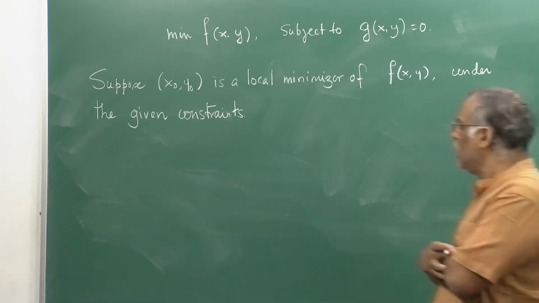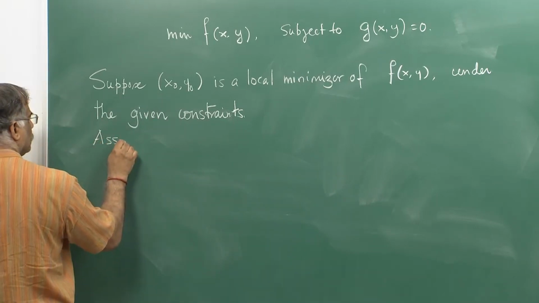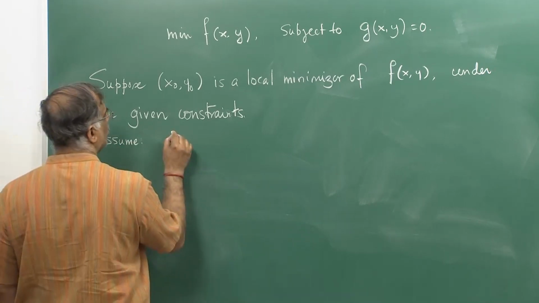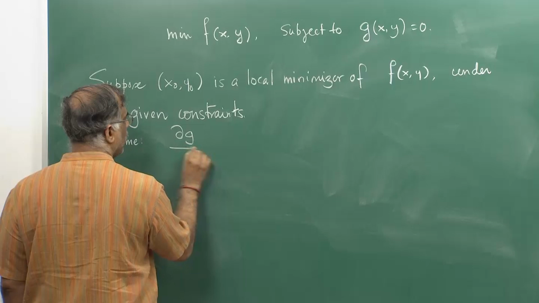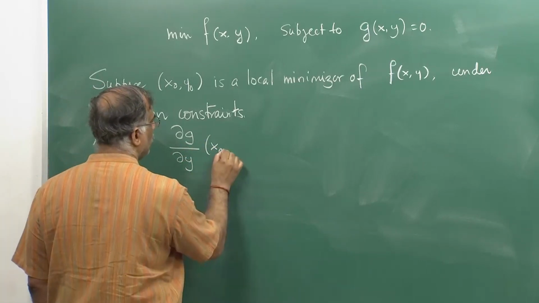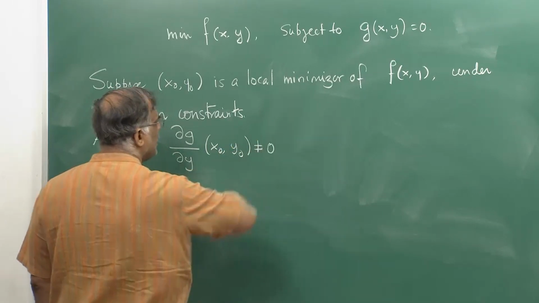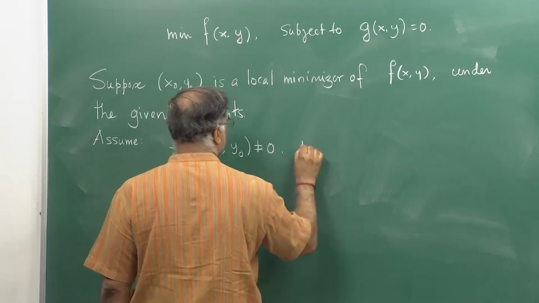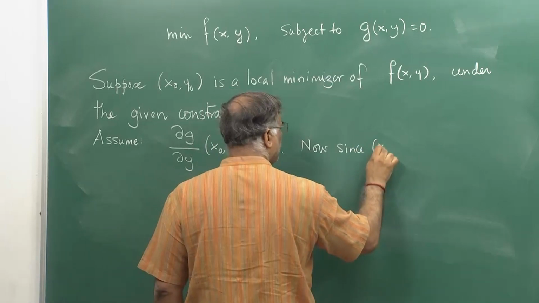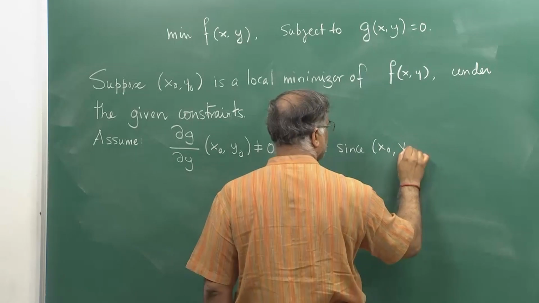So, assume that the following condition holds. Assume that del g del y at x naught y naught is not equal to 0. Now, since x naught y naught is a local minimizer, it must satisfy this feasibility condition.